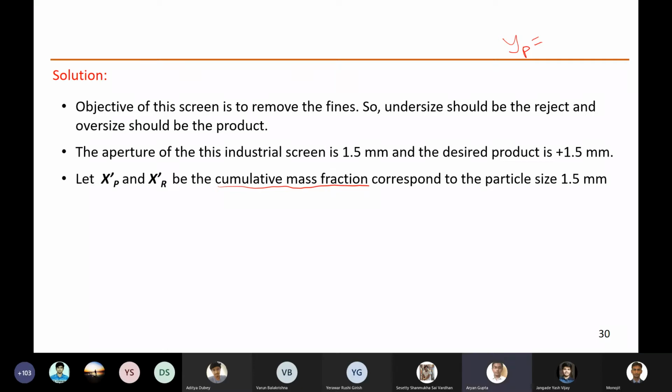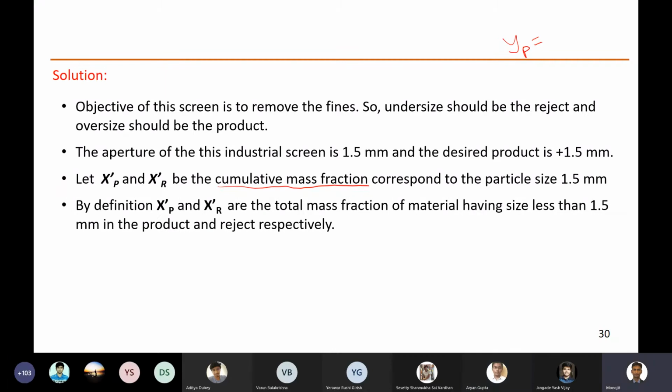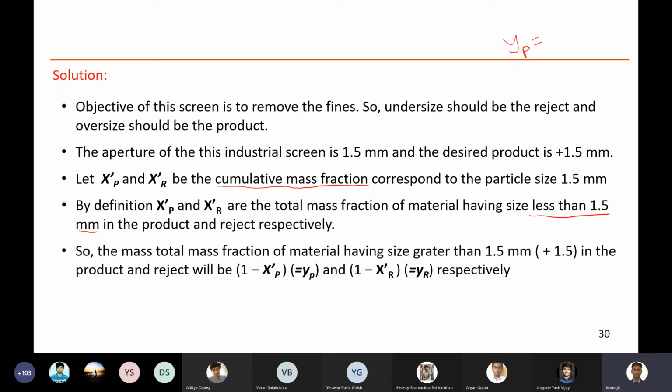One minus XP dash. Yes, exactly right. So by definition, this XP dash, similarly the XR dash, are the total mass fraction of material having size less than 1.5 millimeters, because that is the definition of your cumulative mass fraction. That is how we defined it. We always go from bottom in the product and reject respectively. So the total mass fraction of the material having size greater than 1.5 millimeter, that is plus 1.5 millimeter, in the product and the reject stream would be exactly 1 minus of that. That is 1 minus XP dash and 1 minus XR dash.